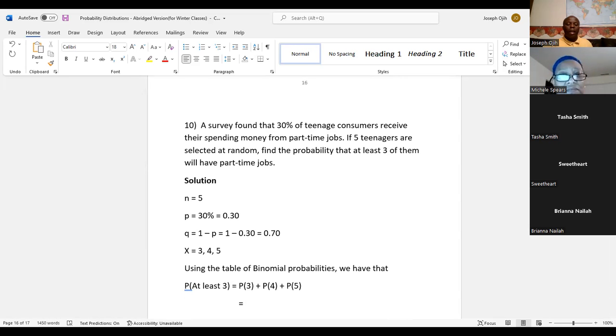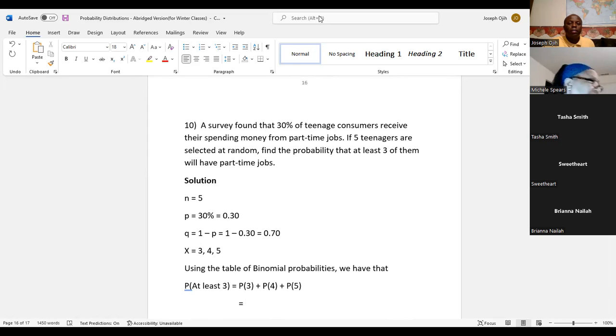Equals. Our first one is, remember that our n is 5 and our p is 0.3. So let's find the probability of 3, 4, and 5 from the table. So I'll take it to the table. Let me write this down before we go to the table. Our n is 5, our p is 0.30, and our x are 3, 4, and 5, right?